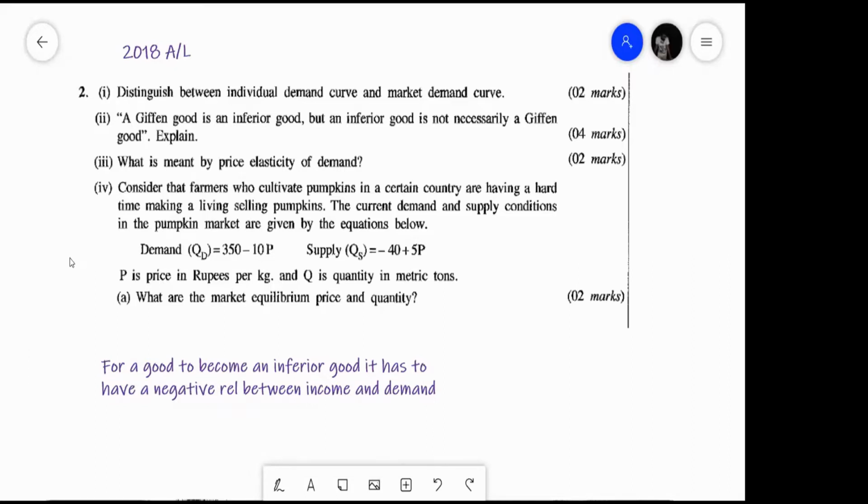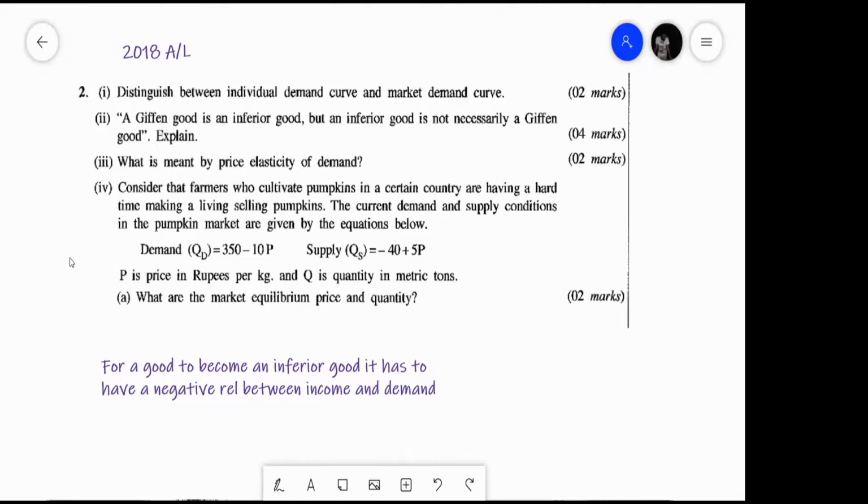Okay, then the fourth one. The fourth part says, consider farmers who cultivate pumpkin in a certain country are having a hard time making a living selling pumpkins. The current demand and supply conditions in the pumpkin market are given by the equations below: QD equals 350 minus 10p, QS equals minus 40 plus 5p, price in rupees per kg, quantity in metric tons. Guys, when they give you quantity and price like this, in metric tons, for God's sake, don't try to convert this into kilograms. You work it this way itself.